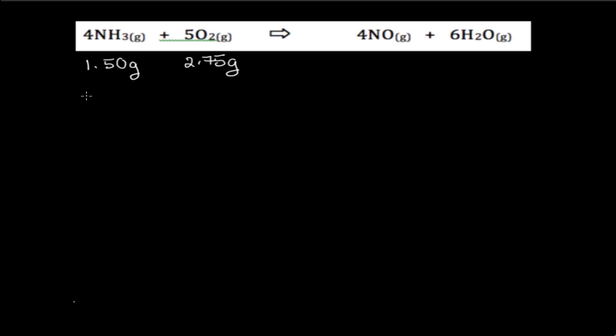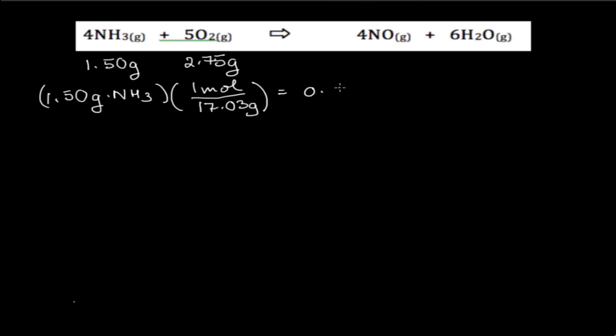So our first task is to take 1.5 grams of ammonia and convert it to moles. 1 mole of ammonia has a mass of 1 nitrogen, 3 hydrogens, 17.03 grams, and that gives us 0.0881 moles of ammonia.